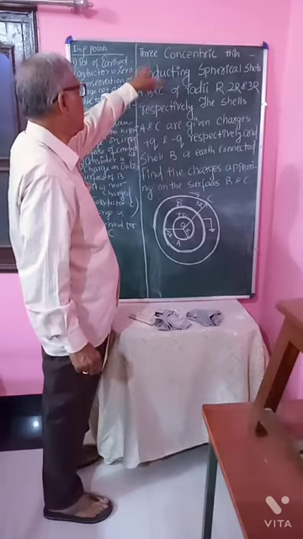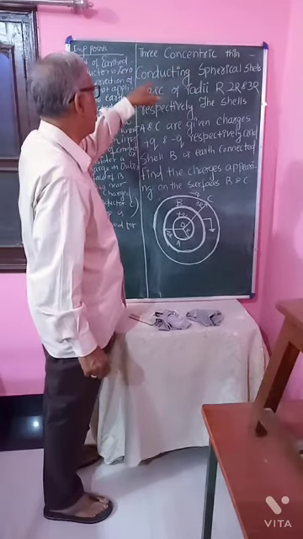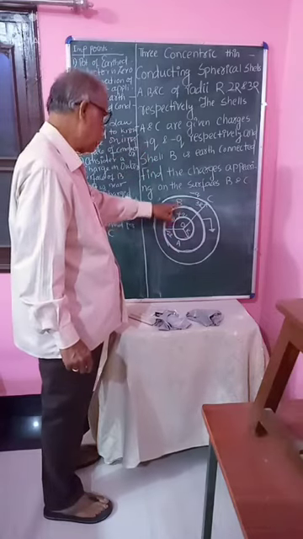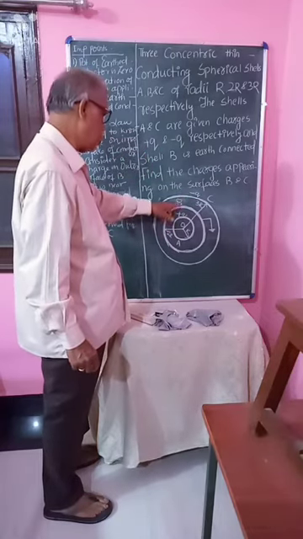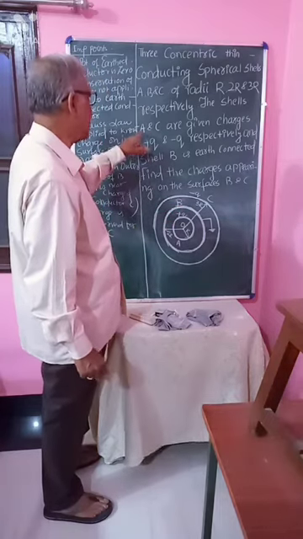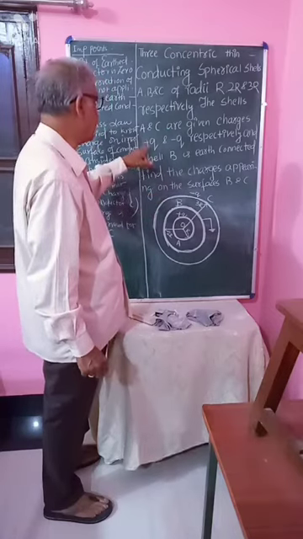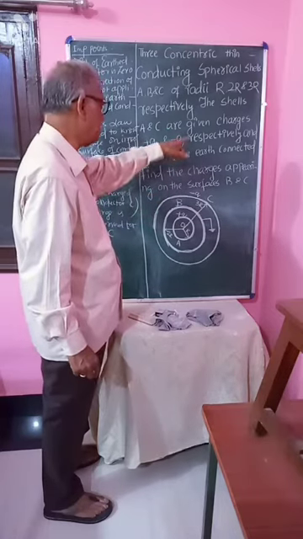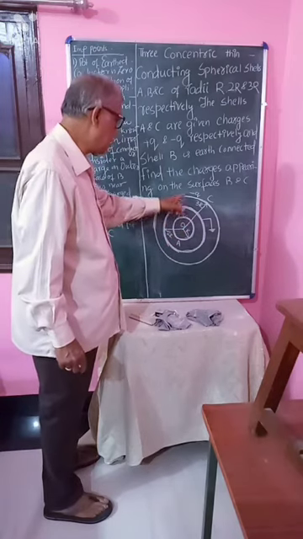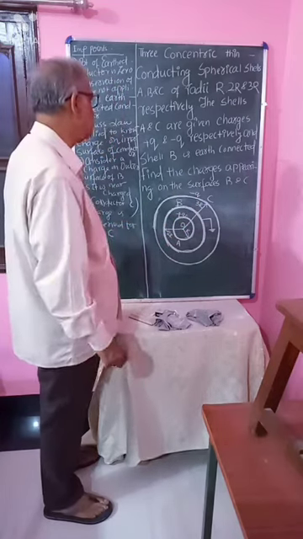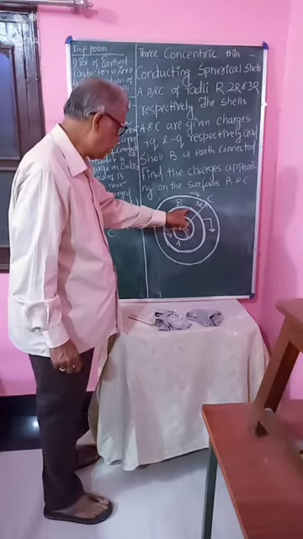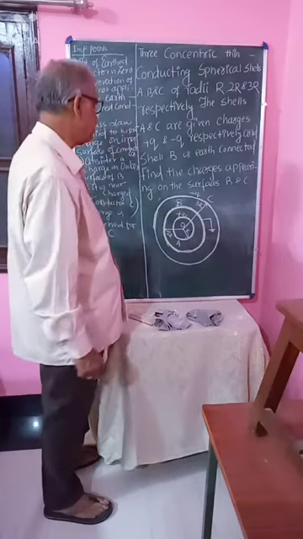We have three concentric thin conducting spherical cells A, B and C. These are three conducting spherical cells. The cells A and C are given charges plus Q and minus Q respectively. That is, A is given a charge plus Q and C is given a charge minus Q. Cell B is earth connected. This is cell B, it is earth connected.